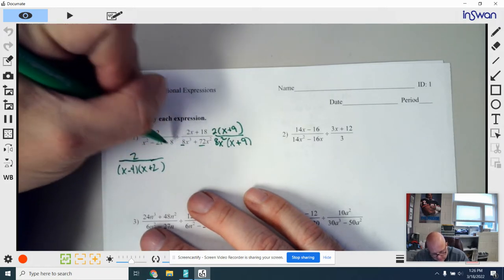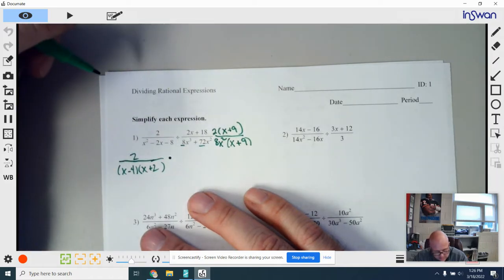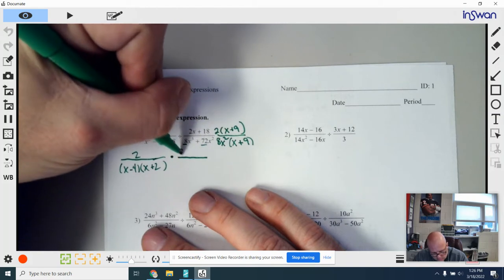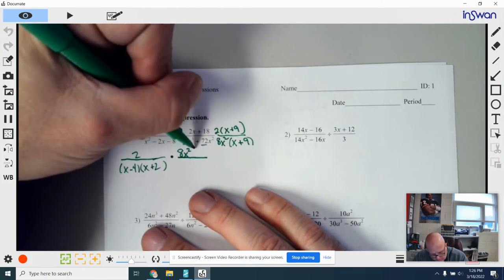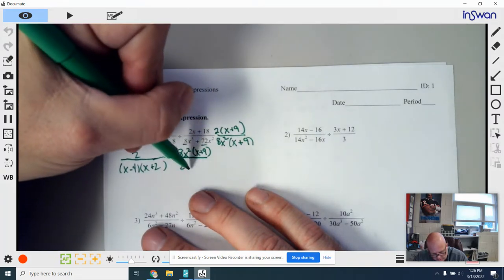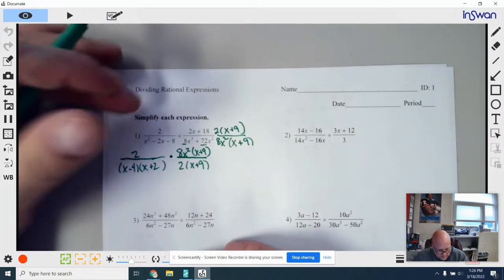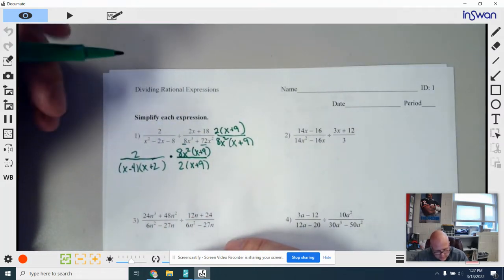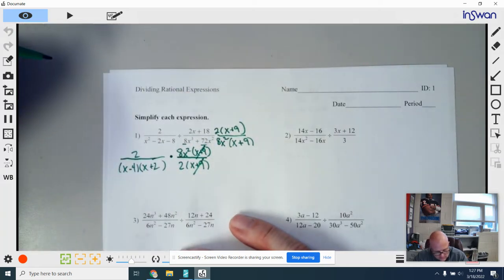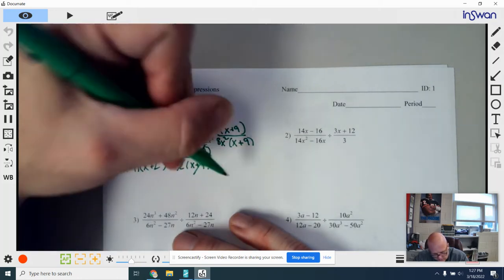So dividing fractions, keep the first one, change the sign to multiplication, flip the second fraction. So I'm going to turn it upside down, put this part up top, and then this part on the bottom. Okay, now it's like what we did in the previous lesson. So I'm going to start finding things to cancel. So this cancels. This cancels. These 2's cancel.